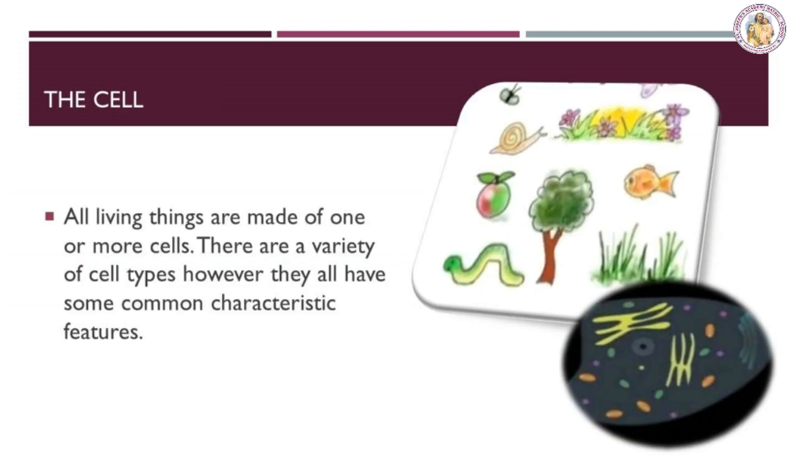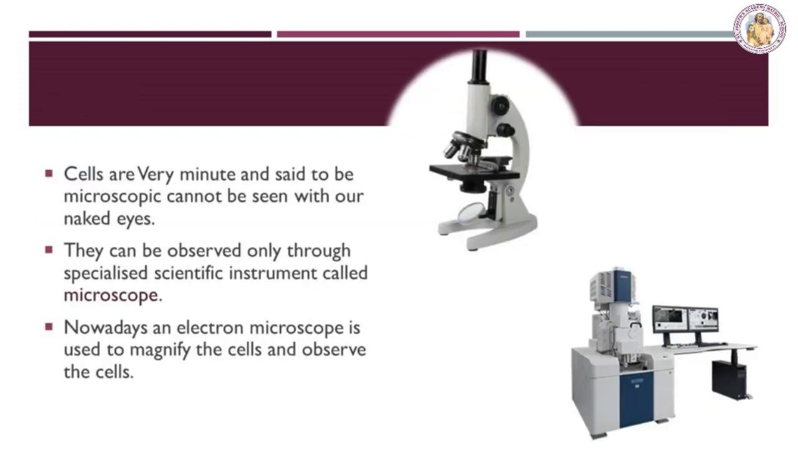The cell. All living things are made of one or more cells, from amoeba to human. There are a variety of cell types; however, they all have some common characteristic features. Come, let's learn about it.